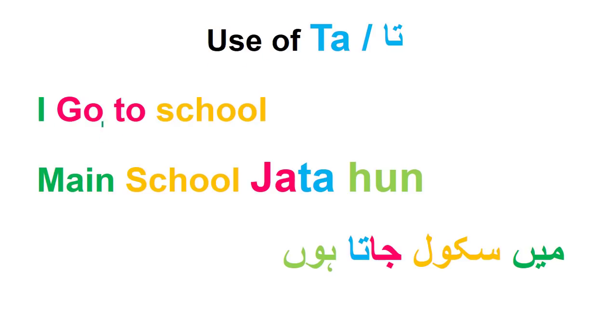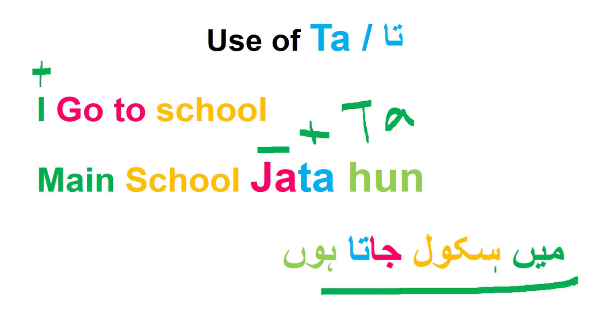Another example, I go to school. I am singular and suppose I am masculine, then I will say मैं स्कूल जाता हूँ. Verb plus ta. So जाता, मैं स्कूल जाता हूँ, and in Arabic script we say मैं स्कूल جاتا ہوں.